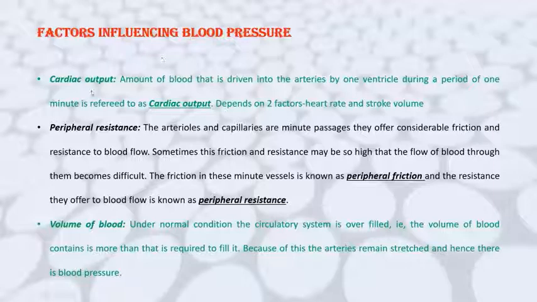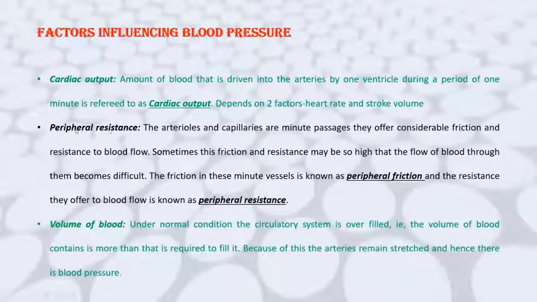So cardiac output is the amount of blood that is driven into the arteries. From the left ventricle, the blood enters into the aorta, and from the aorta, it enters into the arteries. So that 1 minute period, that is what we refer to as cardiac output. So normally it depends on the factors, heart rate and the stroke volume.